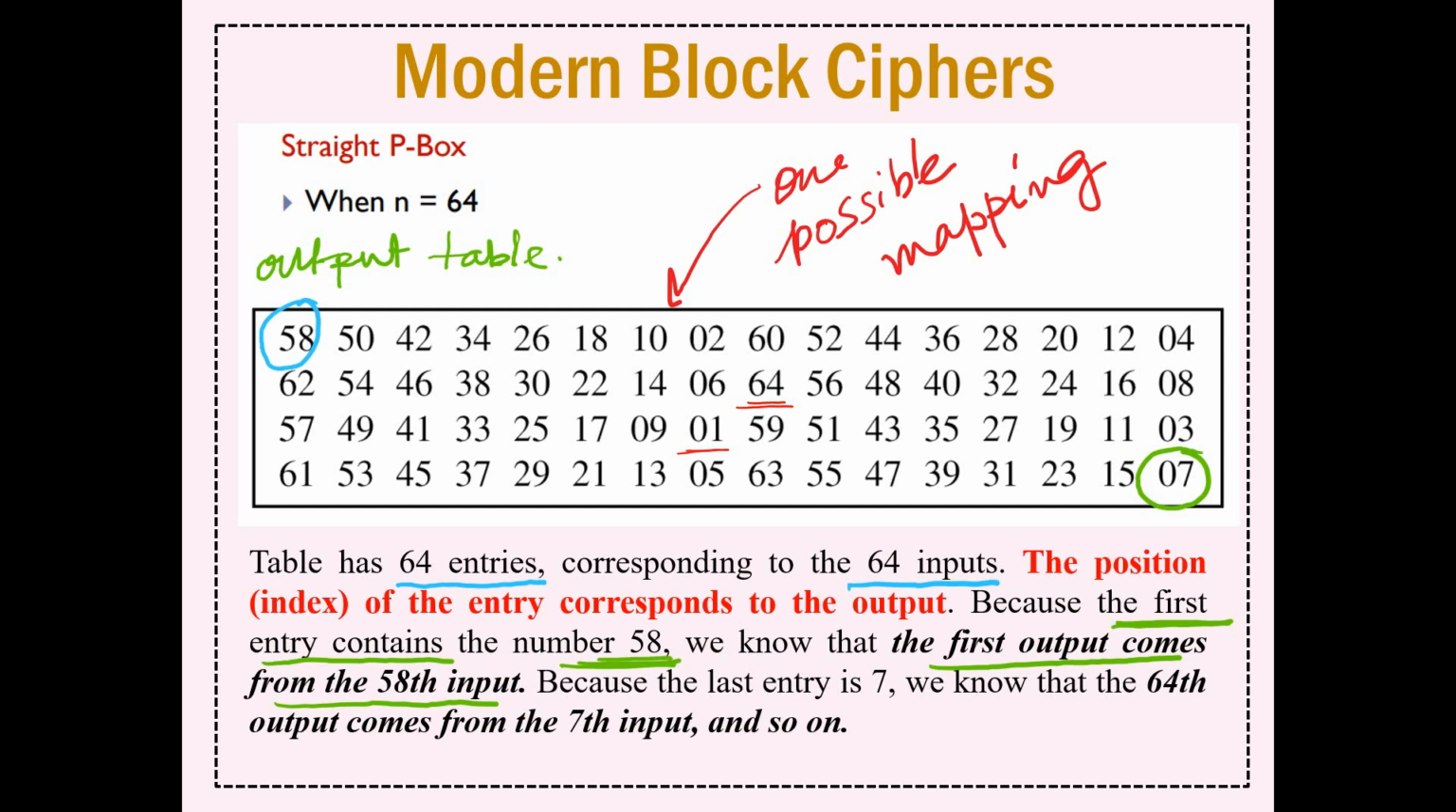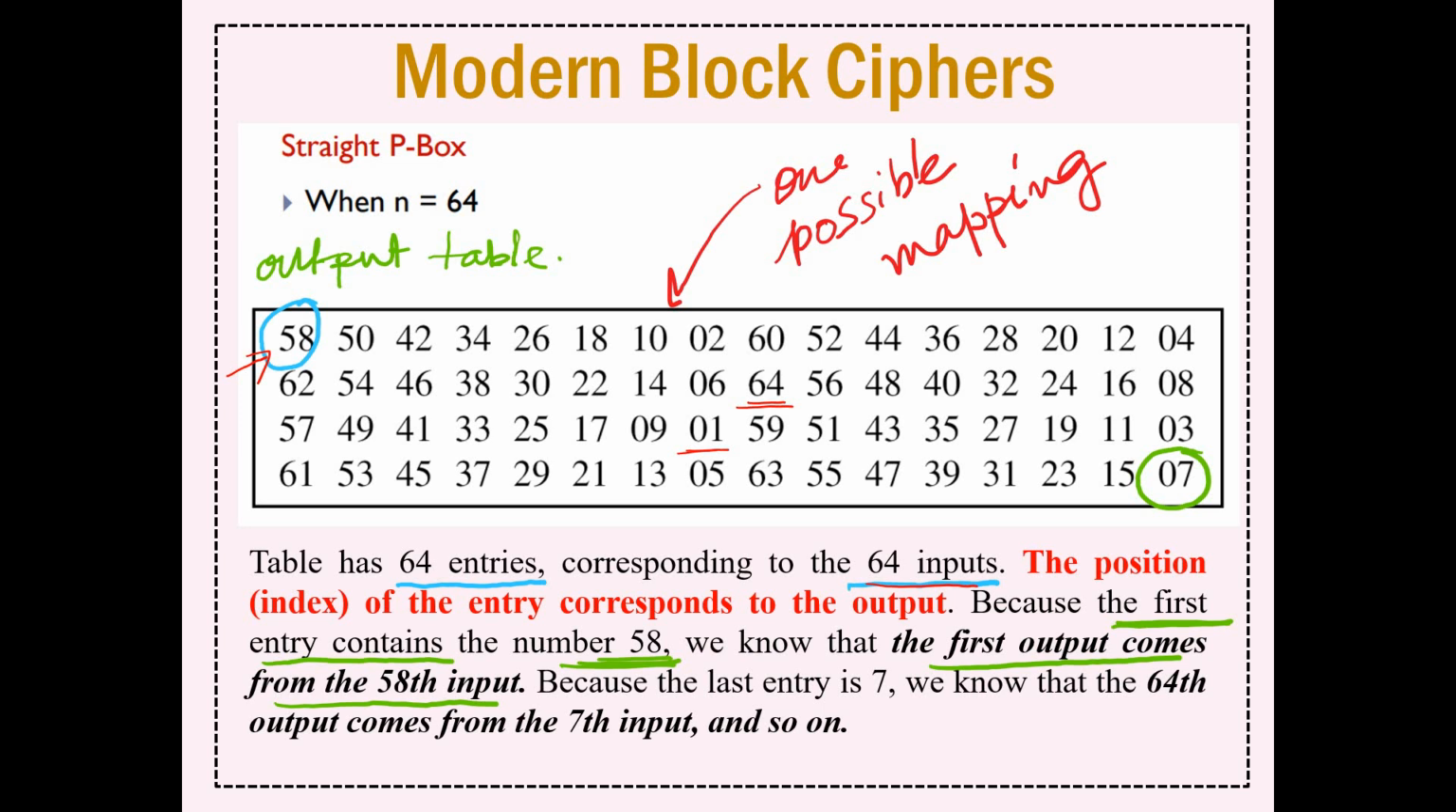Now, how is this made? This is using some kind of a P box where there are 64 inputs and they are interconnected somewhere in between, such that what does this 58 indicate? You can see what is mentioned over here. The table has 64 entries because n equals 64, corresponding to 64 inputs. Now, what is the significance of the table? The position of the entry corresponds to the output. That means the first entry contains the number 58. What does that mean? The first output comes from the 58th input.